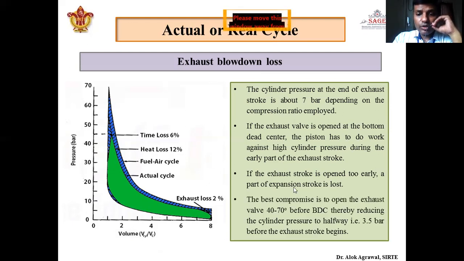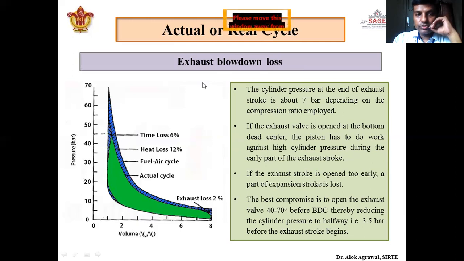Okay. So what will be the best compromise? It has been seen that if we open the exhaust valve 40 to 70 degrees before BDC, thereby reducing the cylinder pressure by around 3.5 bar, it will reduce the work required in the fourth stroke. So overall we have seen that opening of the exhaust valve just before the end of the expansion stroke is beneficial, and it is very much required to improve the efficiency of the cycle.